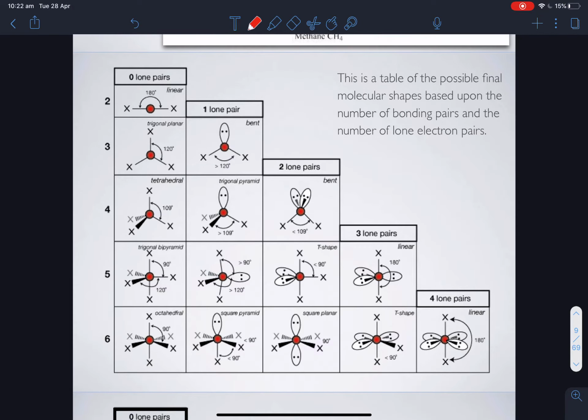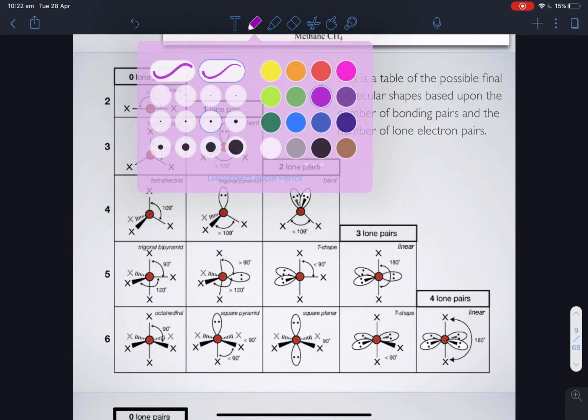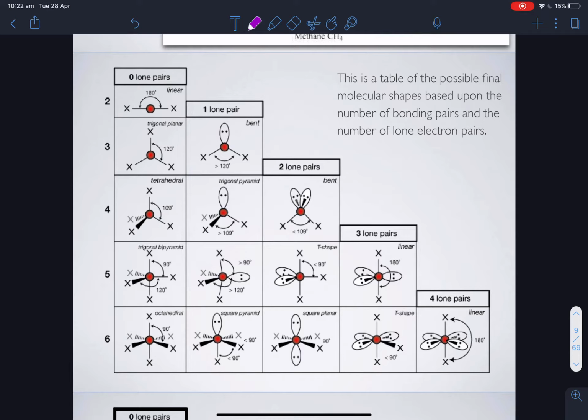Alright, here's a nice grid representation that I really like for the possible final molecular shapes, based upon the number of bonding pairs to the number of lone electron pairs. Okay, so let me talk you through it. Let's choose purple, because why not? When you've got 2 bonding regions, there's only one possible molecule, because they can't have any lone pairs there. It must be 180 degrees apart from the central atom, and we call that linear. It can't have any lone pairs on that central atom.